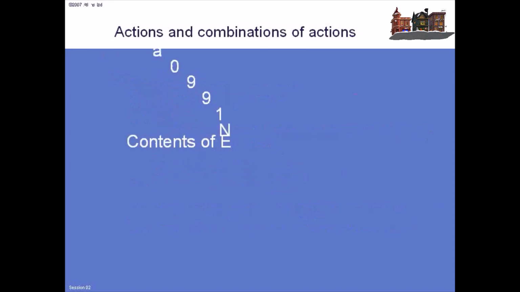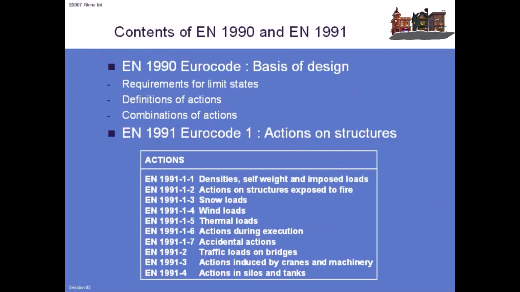So just a very quick reminder of what's in these two documents, Eurocode 0 and Eurocode 1. Essentially, Eurocode 0, we need it because it defines all of these actions and gives the definitions, and also because it covers the combinations. It doesn't have anything to do with actual calculating actions, though. For that, we need Eurocode 1, and potentially we need the 10 parts. But for bridges, the last two, actions induced by cranes and machinery, actions in silos and tanks, isn't terribly relevant.